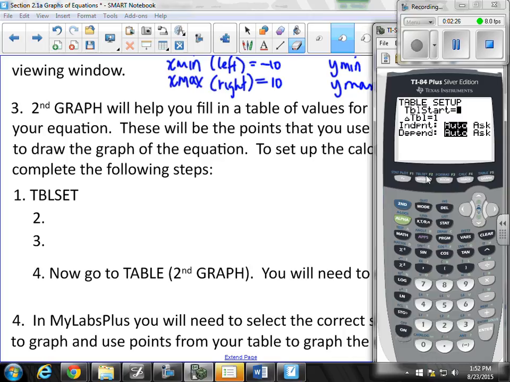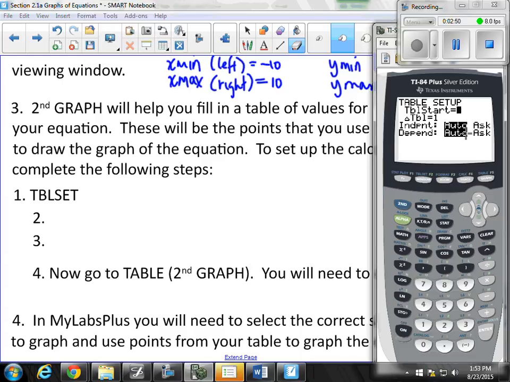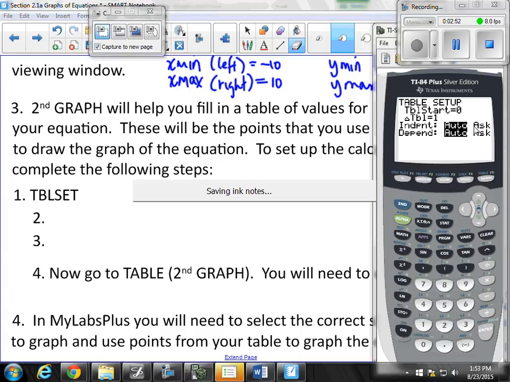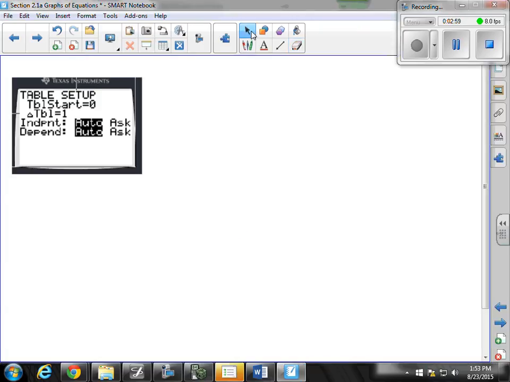For ours, we're going to start the table at 0. So the smallest x value it'll show on your table is 0. We're going to do delta, or increments, of 1 unit. Our independent variable, or x, is going to pop up automatically, and our dependent variable, or y, is also going to pop up automatically. Let me just take a little picture of this and put this in my file. Okay, so that's how your table functions should be set up.